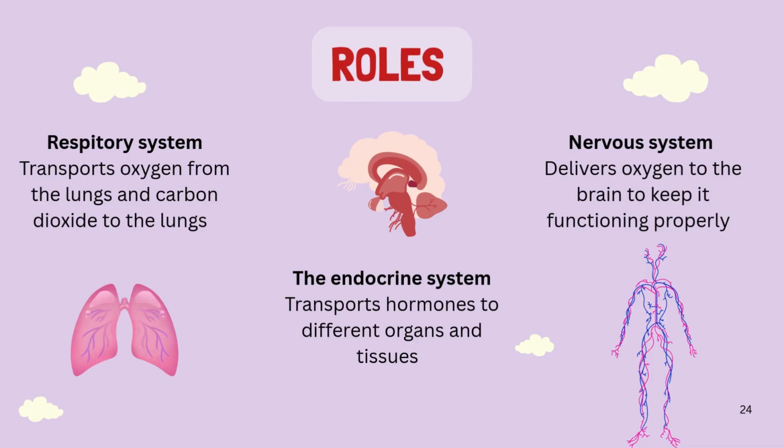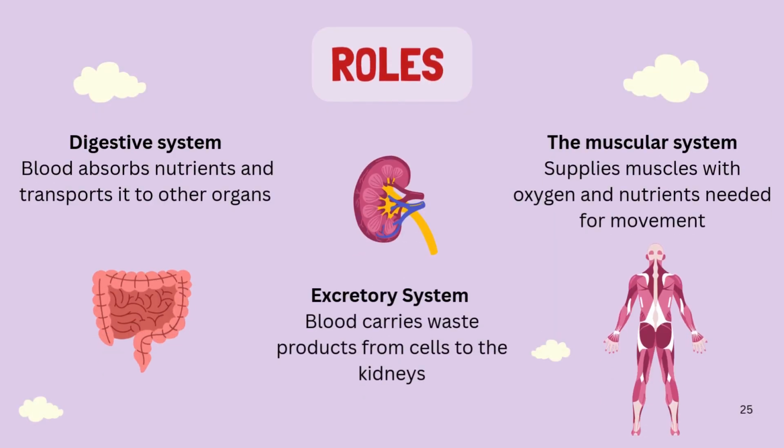In your respiratory system, it transports oxygen from the lungs and carbon dioxide to the lungs. In the endocrine system, it transports hormones to different organs and tissues. In the nervous system, it delivers oxygen to the brain to keep it functioning properly. In the digestive system, the blood absorbs nutrients and transports it to other organs. In the excretory system, the blood carries waste products from the cells to the kidneys. In the muscular system, it supplies muscles with oxygen and nutrients needed for movement.